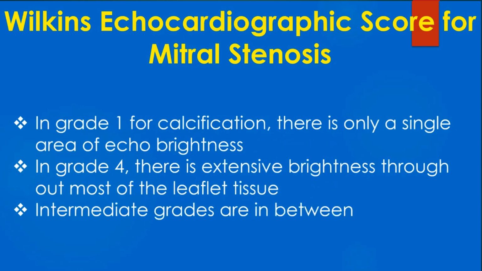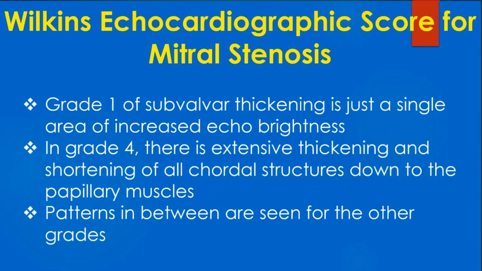In grade 1 for calcification, there is only a single area of echo brightness. In grade 4, there is extensive brightness throughout most of the leaflet tissue. Intermediate grades are in between. Grade 1 for subvalvular thickening is just a single area of increased echo brightness. In grade 4, there is extensive thickening and shortening of all chordal structures down to the papillary muscles. Patterns in between are seen for other grades.